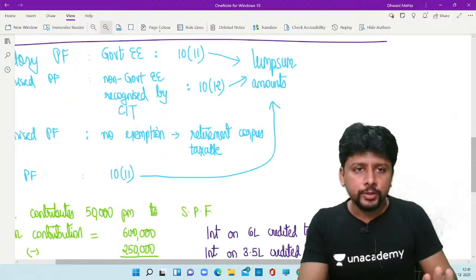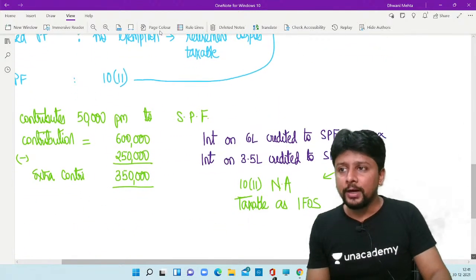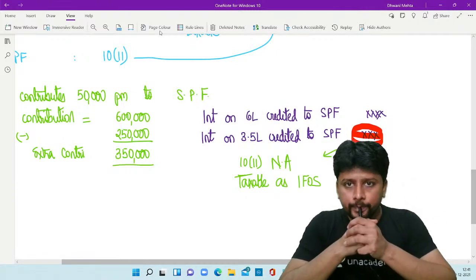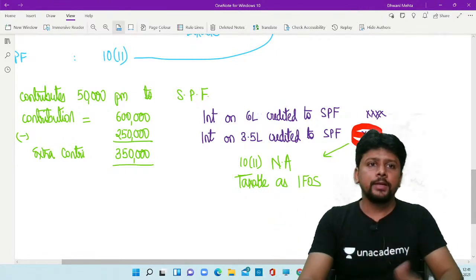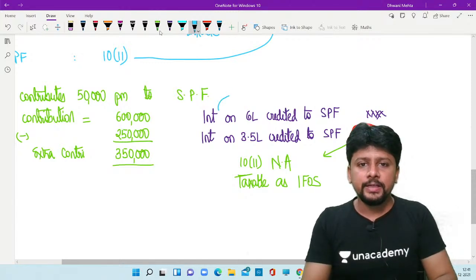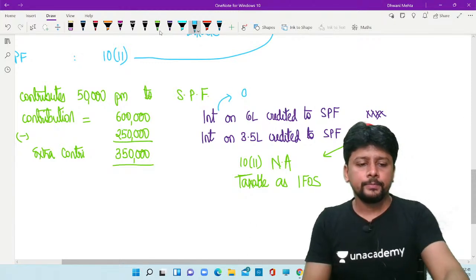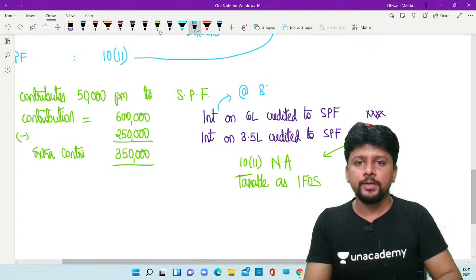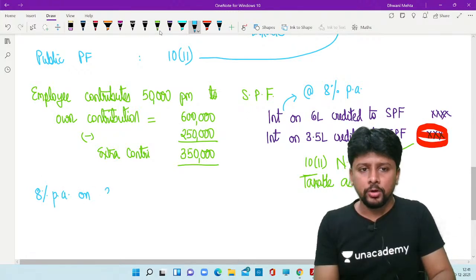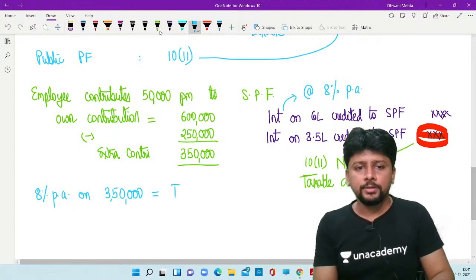Unfortunately, I won't say unfortunately, let me rephrase myself. So far, the method to compute interest is not prescribed. So maybe if I can think of a method, a very simple mathematical thing, nothing great. Let's say this interest is credited at the rate of 8% per annum. So we would say 8% per annum on 3,50,000 will be chargeable to tax.